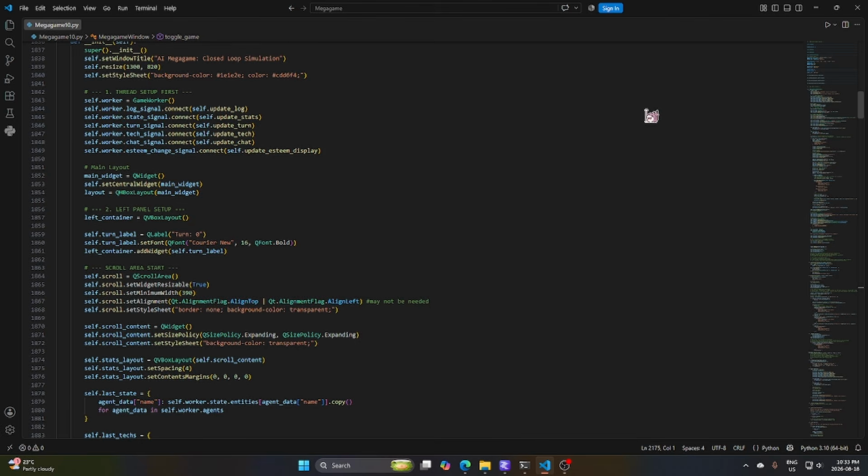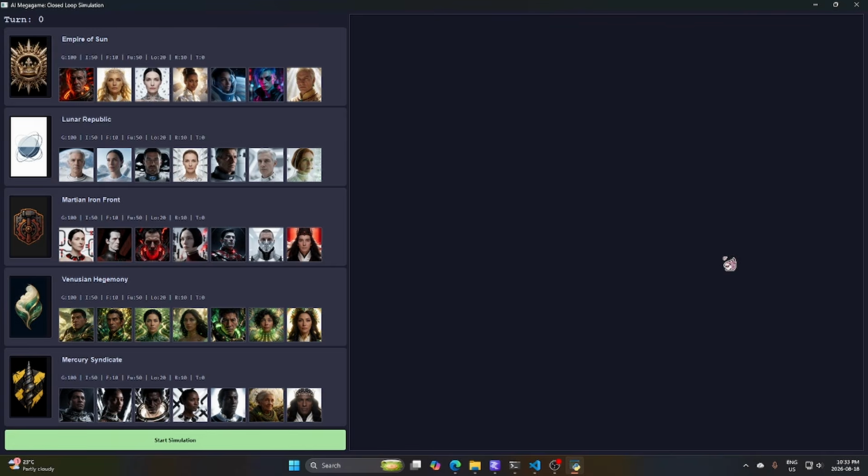Okay, so I put together a bit of a simulation here. What we have are 5 different factions: Empire of the Sun, Lunar Republic, Martian Iron Front, Venusian Hegemony, and Mercury Syndicate. Each of these factions is run by a council of 7 different characters.